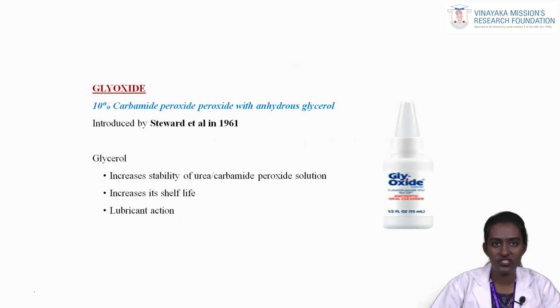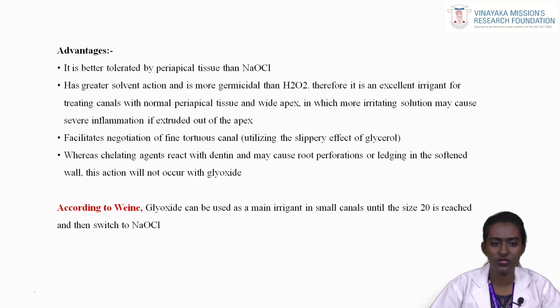Next is glyoxide, which is basically a 10% carbamide peroxide in an anhydrous glycerol. This glycerol helps to increase the stability of the urea or carbamide peroxide solution, and it increases its shelf life and the lubricant action. The advantage of glyoxide is that it was much better tolerated in the periapical tissue than sodium hypochlorite. It had a greater solvent action and was more germicidal, and it also facilitated the negotiation of tortuous canals because of the slippery effect of the glycerol. Whereas the chelating agents react with the dentin and cause root perforations or ledging in the softened wall, this action will not occur with glyoxide.